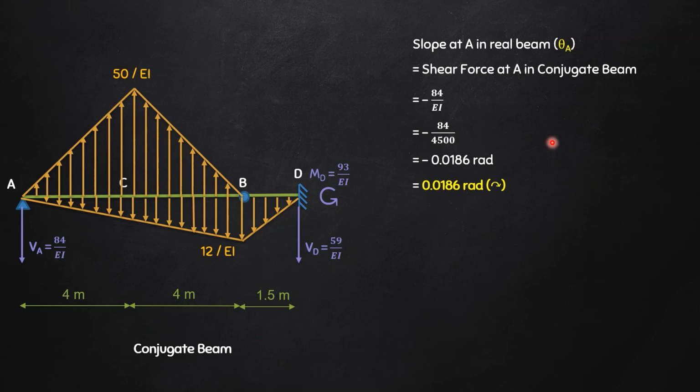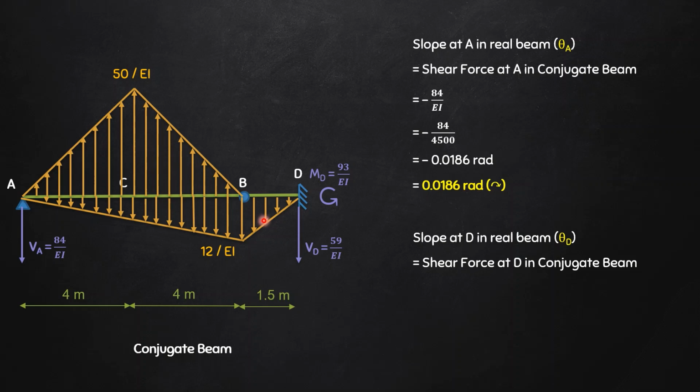Next, slope at D in the real beam. It is nothing but shear force at D in the conjugate beam. What is the sign convention for shear force? Right of section downward force is positive. So therefore, I can directly write here it is equal to 59 divided by EI. The value of EI is put here and calculated. And what does this positive sign indicate? The positive sign indicates that the slope is anti-clockwise. So slope at D in real beam is 0.0131 radian in the anti-clockwise direction.